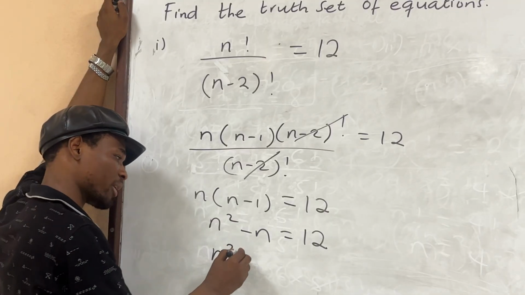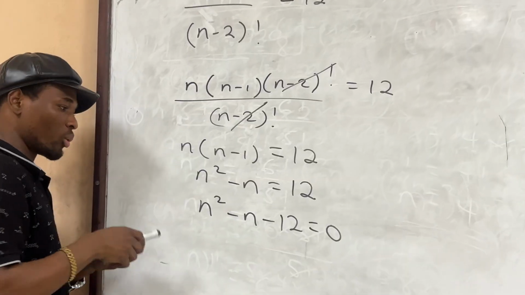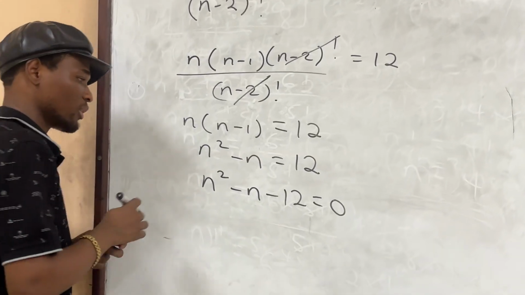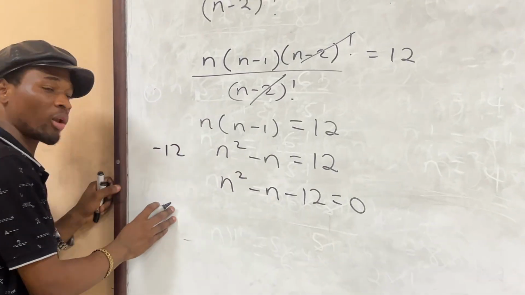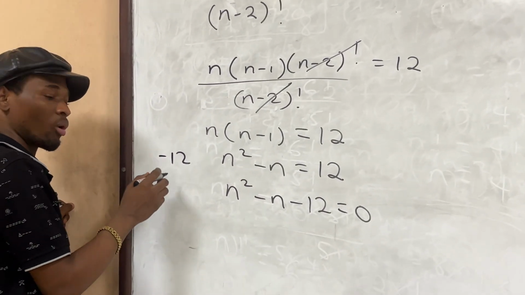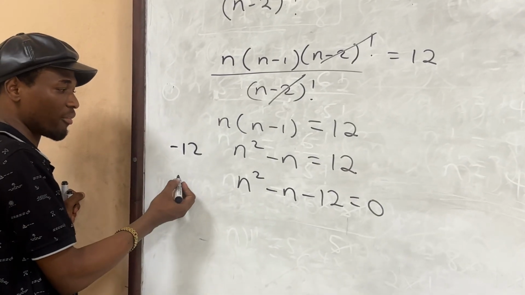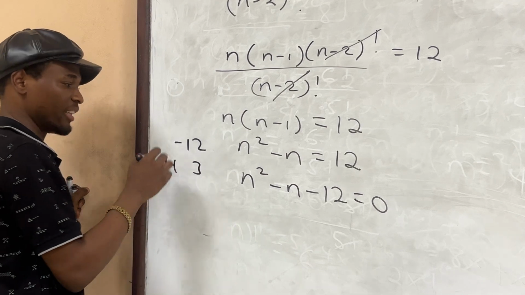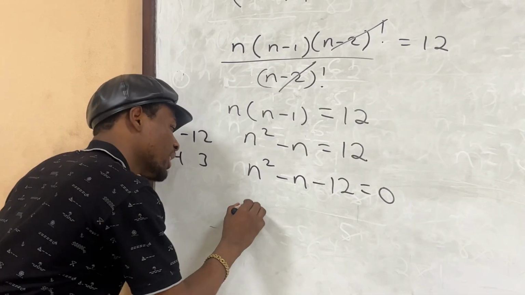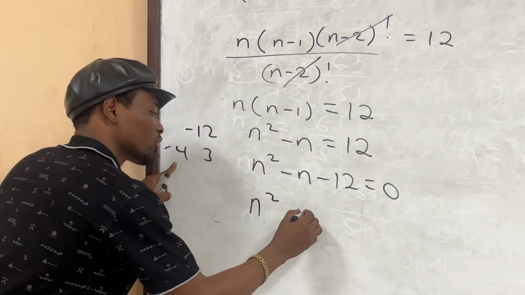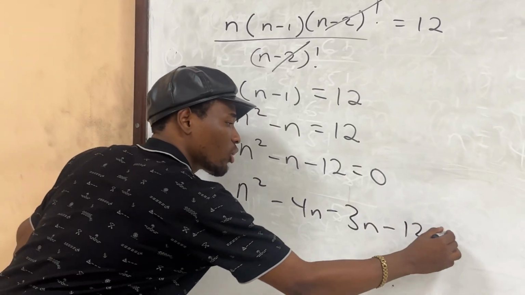So I have n squared minus n minus 12 is equal to 0. We are going to solve for this. We have negative 12 here. We are looking for two numbers that, when multiplied, give negative 12, and when added, give negative 1. So we have negative 4 and 3. So I have n squared, then minus 4n and plus 3n, and minus 12 is equal to 0.